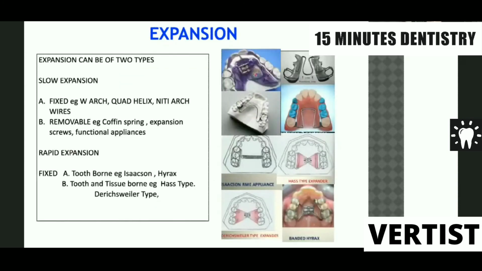Coming to another important aspect of methods of gaining space is expansion. Now, expansion can basically be of 2 types. Slow expansion, which can be either fixed, for example, a W arch, a quad helix, an expansion archwire, or removable, for example, a coffin spring, an expansion screw, a functional appliance. And rapid expansion could be fixed, for example, a tooth-borne appliance like the Isaacson appliance and a Hyrax appliance, or it could be a tooth and tissue-borne type, for example, a Haas appliance and a Richwelle type of rapid palatal expander.